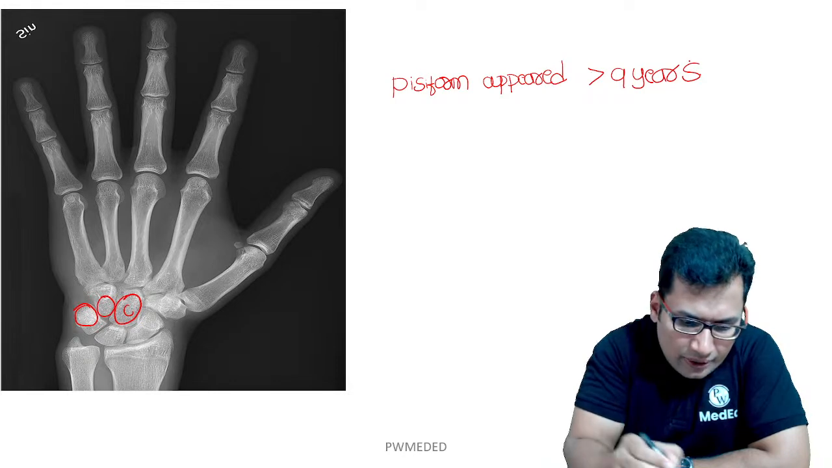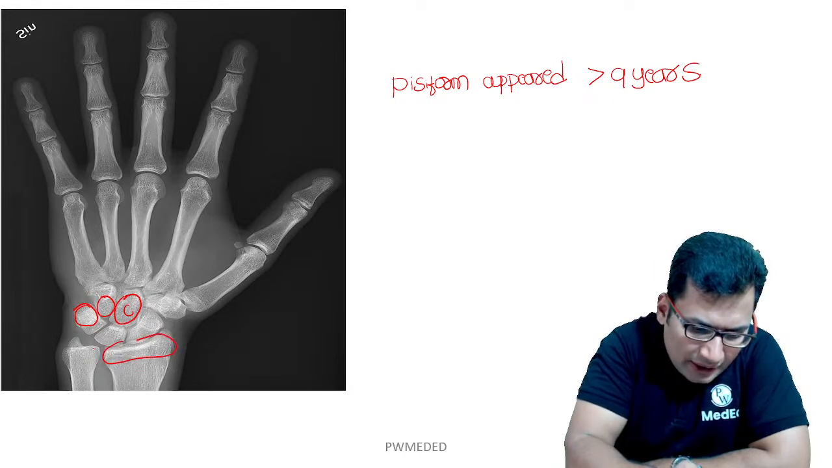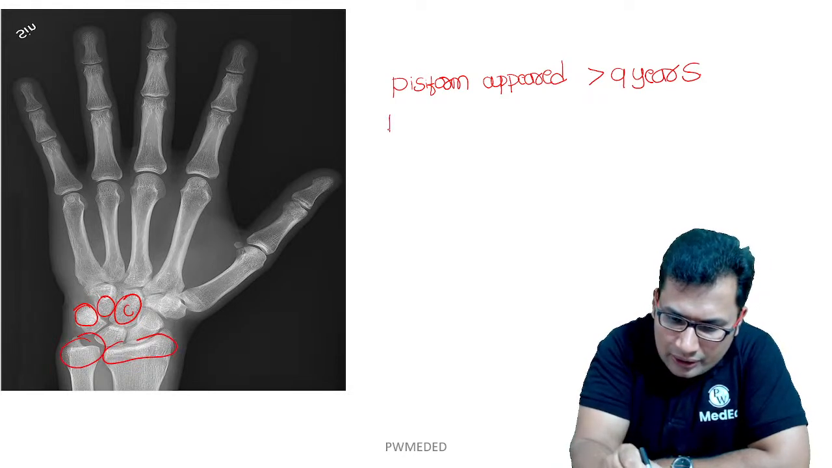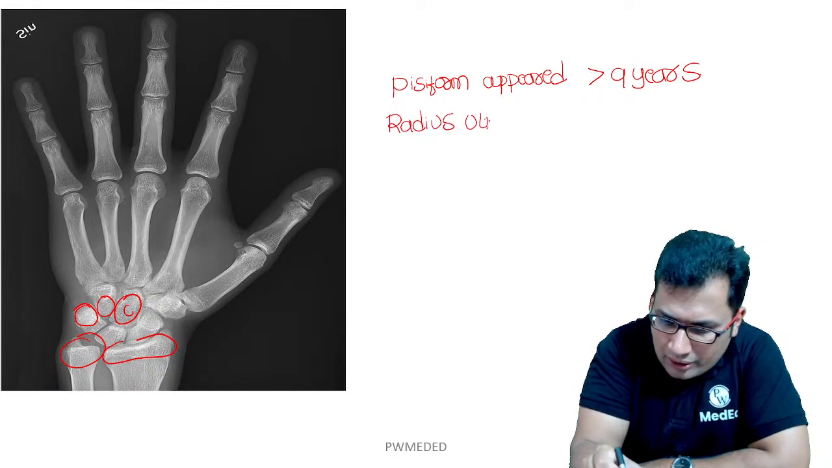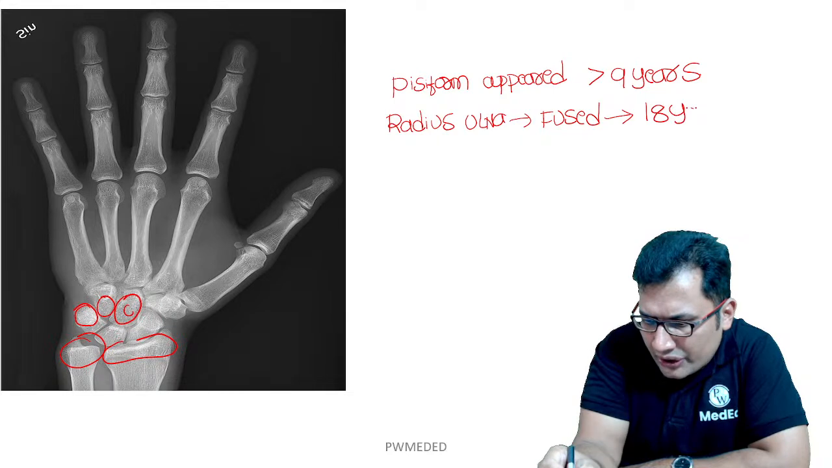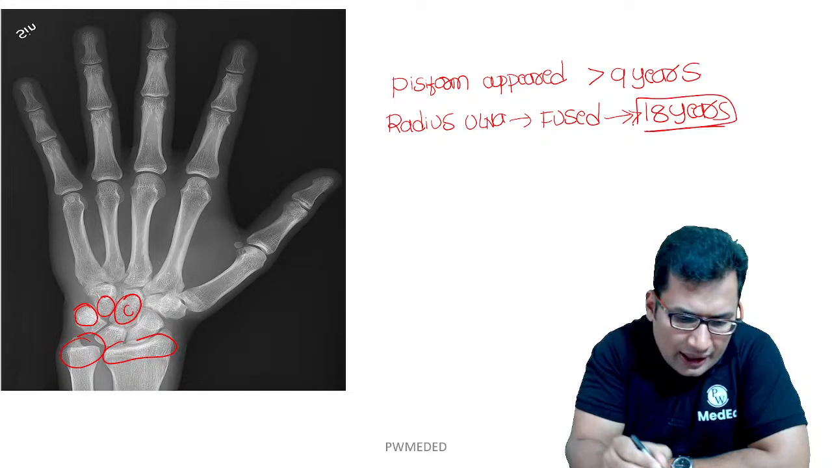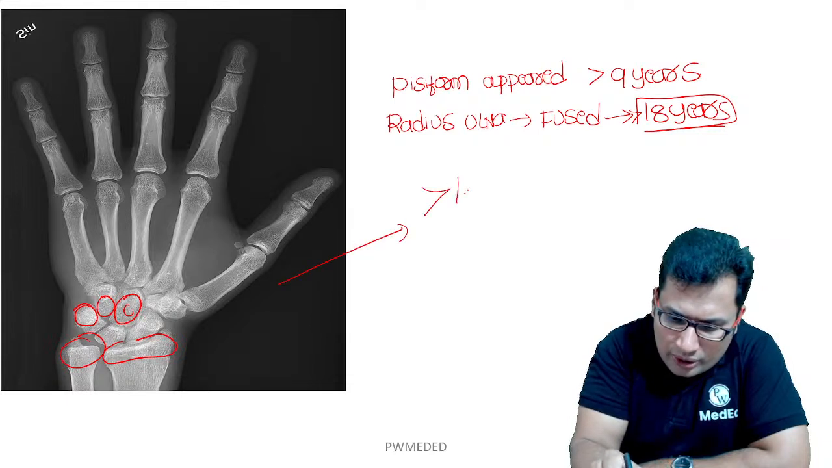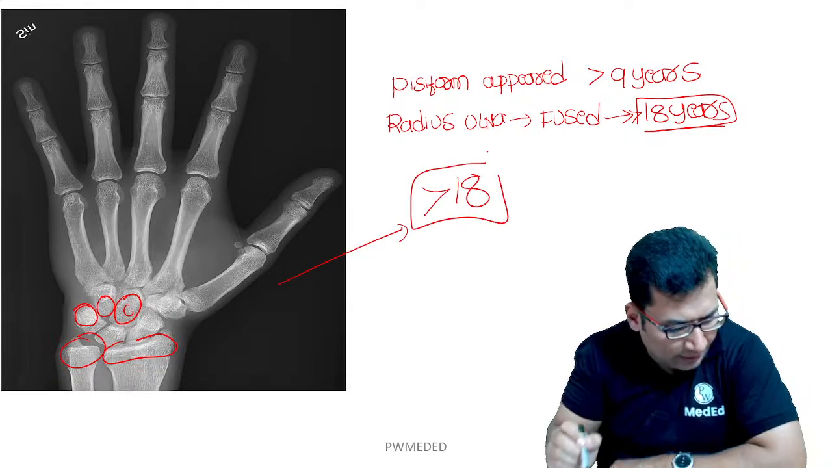Lower end of radius, lower end of ulna, radius and ulna are fused. That means it is an X-ray of 18 years or more. The correct answer is more than 18 years.